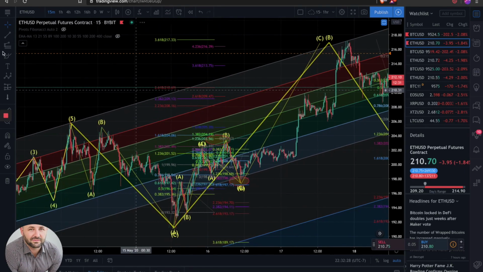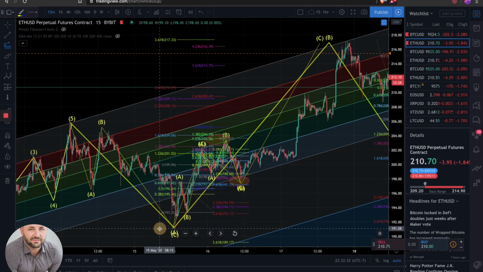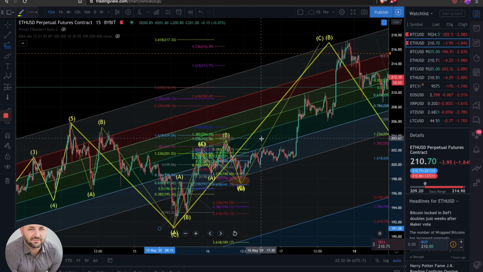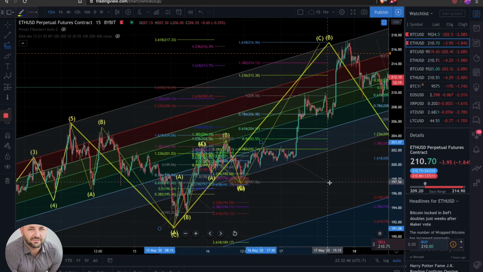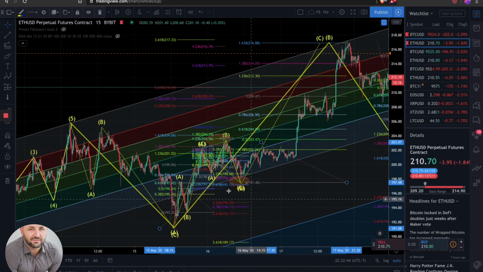How did I get those targets? Again, knowing that this is a corrective move, you take the extensions from your A and your B, and that's how you project out your C. So that's what I was looking for. I was looking for roughly the 1-to-1, the 1.236, 1.382, 1.618. Those were my take profit positions.